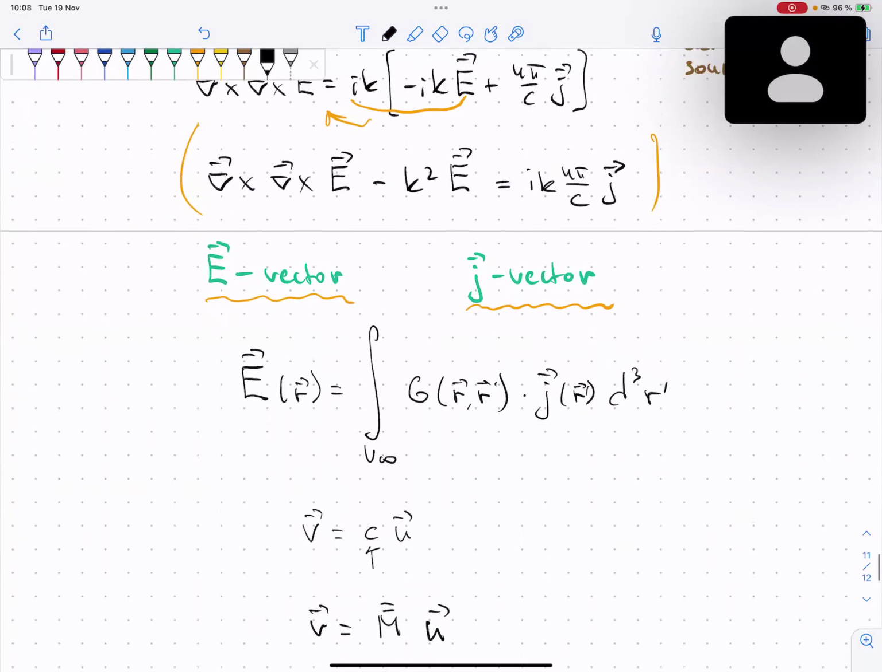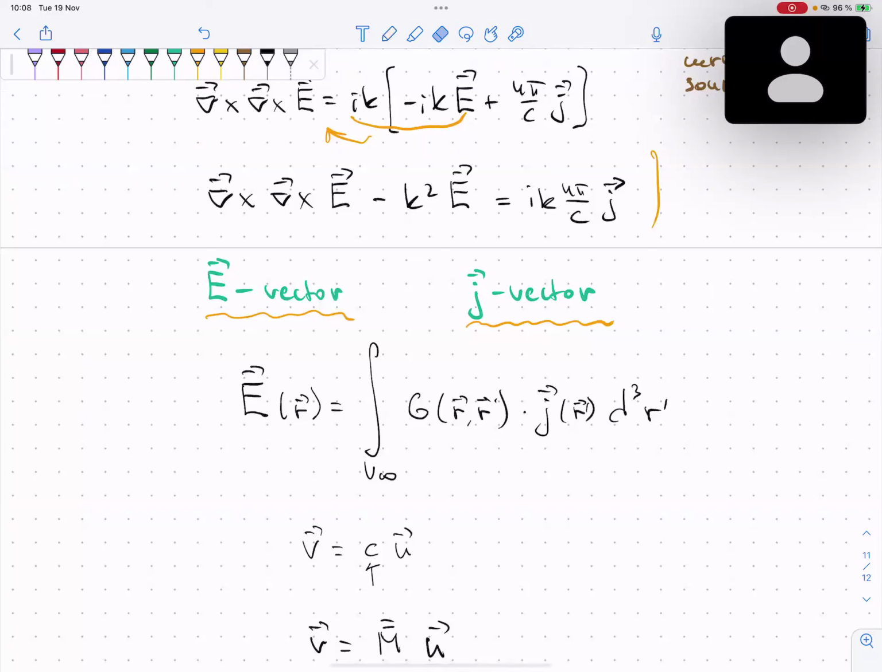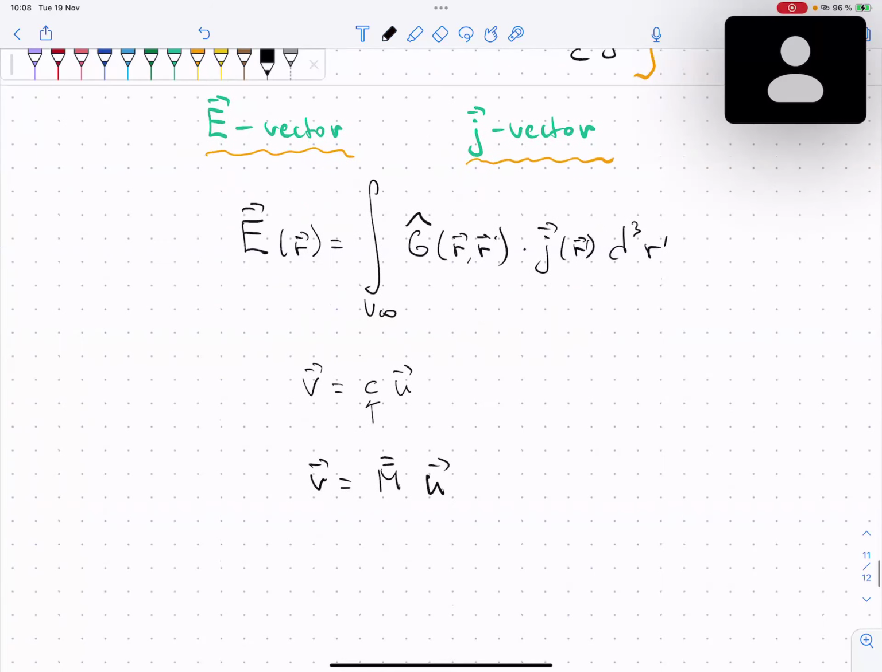So in this case, when we have a vectorial differential equation, with the source as a vector and our function as a vector, the Green function is, in the general case, a matrix. This is why it's called the dyadic Green function, because it's not just any random matrix, it's a dyad.